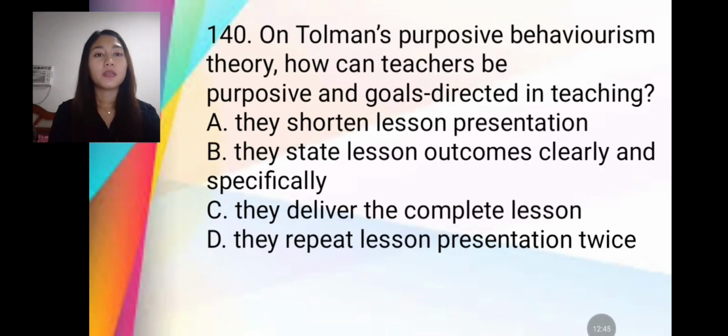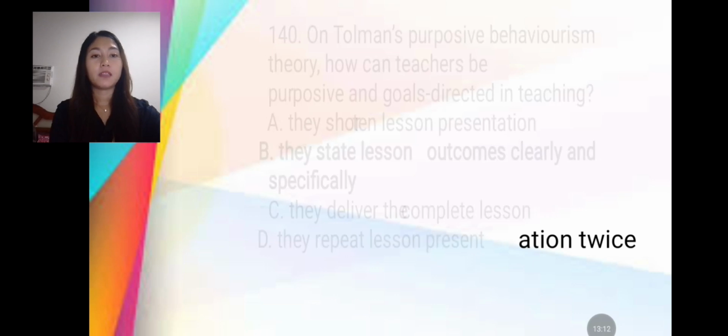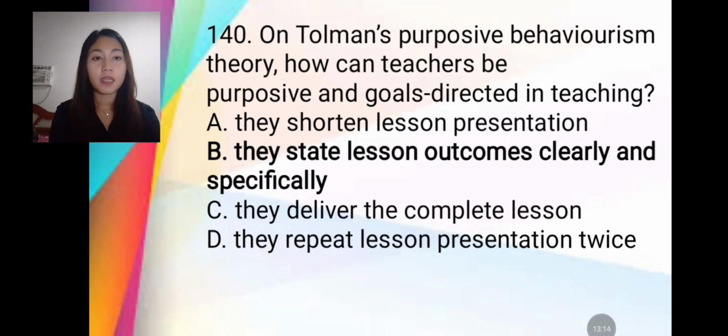Next item. On Tolman's purposive behaviorism theory, how can a teacher be purposive and goals-directed in teaching? Letter A, they shorten lesson presentation. B, they state lesson outcomes clearly and specifically. C, they deliver the complete lesson. D, they repeat lesson presentation twice. The answer is letter B. They state lesson outcomes clearly and specifically.